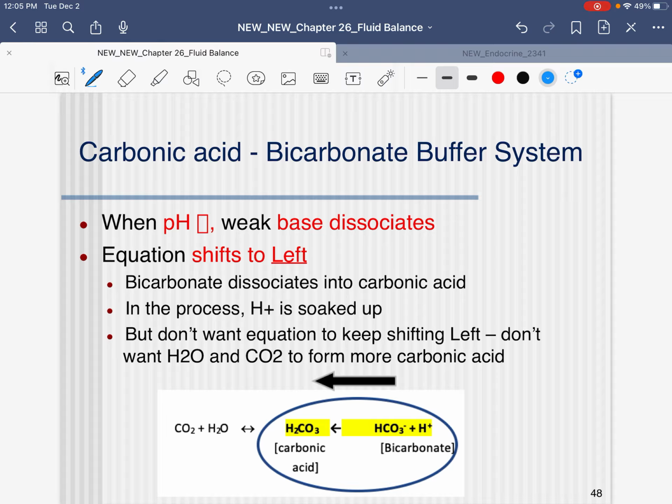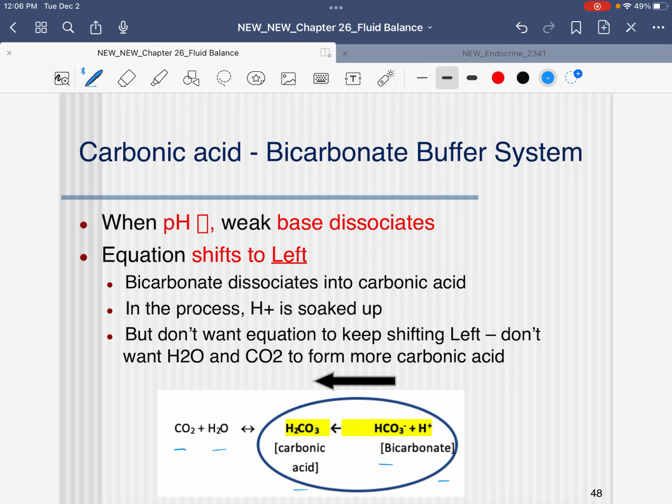We have the same generalized equilibrium equation. We have seen it all semester. CO2 plus water yields H2CO3, which is carbonic acid, which can yield HCO3-, which is bicarbonate, plus hydrogen ions. You don't need to know the specifics. I'm not going to ask you to draw this out. However, this generalized equation shows us what a chemical buffer system is.